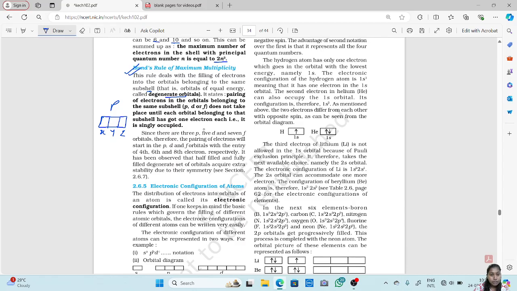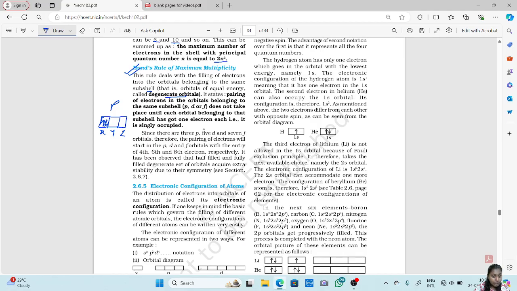Now the pairing of electrons in the orbitals belonging to the same subshell does not take place until each orbital belonging to that subshell has got one electron each, that is singly occupied. Now how are the electrons filled in these three subshells? If I have one electron here, and one electron here, the second electron which is coming won't directly go and pair with this electron.